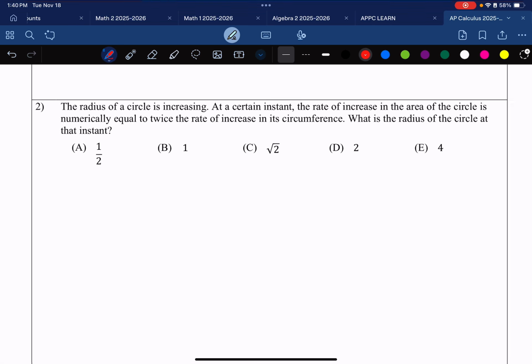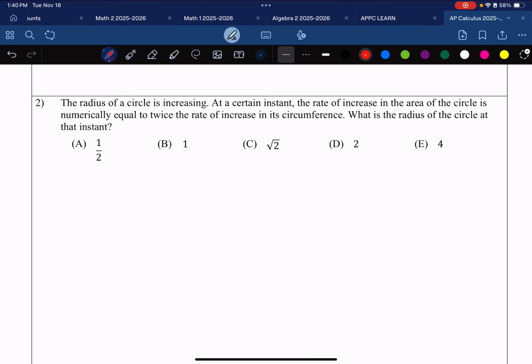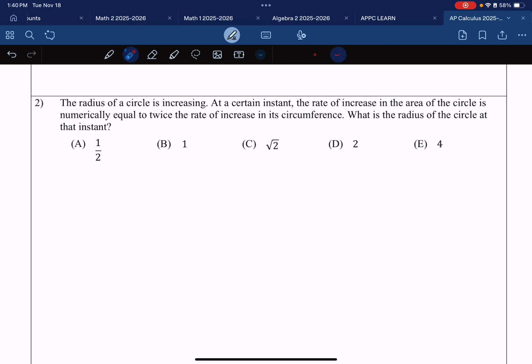In number 2, I'm going to convert some things. So this one is really hard because you need to convert words into math for your very first step. I know that the radius is going to be increasing, so I know that r prime here is going to be some positive number, but that doesn't tell me what it is. I do know that the rate of the area, I can underline that and say rate of the area means this is talking about a prime. So let me go ahead and write down a prime.